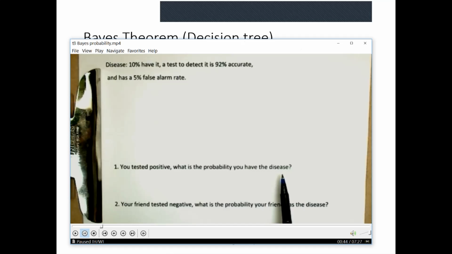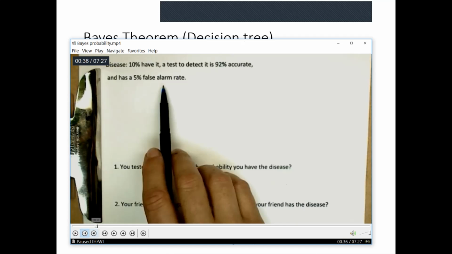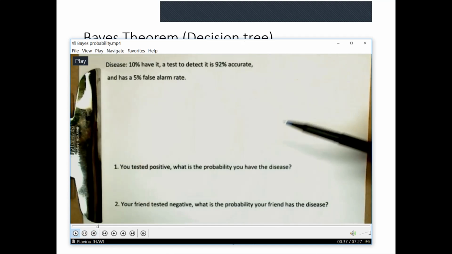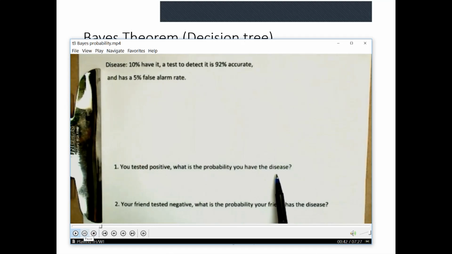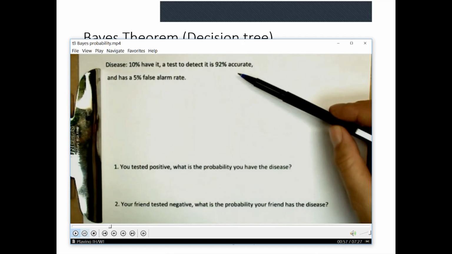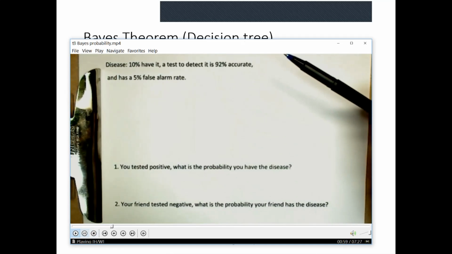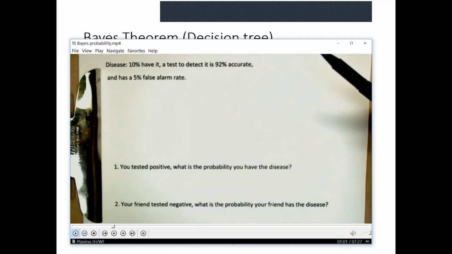I think this will be explained a little bit better here. So I'm going to return a little bit back. And it will say you have the disease. So we have two questions that we want to analyze. You test positive. What is the probability you have the disease? In the other case, your friend tests negative. What is the probability your friend actually has the disease despite his negative test? Now, this is a problem people get confused about a lot of the time. They say, I tested positive, I should have it 92% of the time because the test is 92% accurate. This is a common misconception we're going to look at.